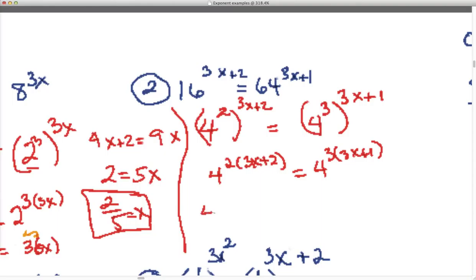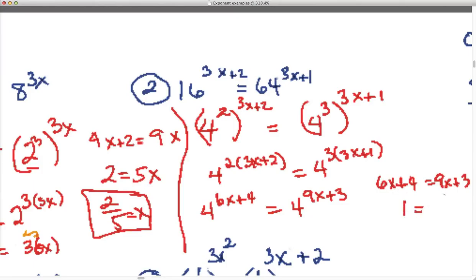Then you get 4 to the 6x plus 4. And then set the exponents equal to each other. Bring everything to one side. It's going to be 1 when I subtract 3 on both sides. Subtract 6x, you get 3x. So x equals 1/3. Okay. Hope this is starting to make sense now.